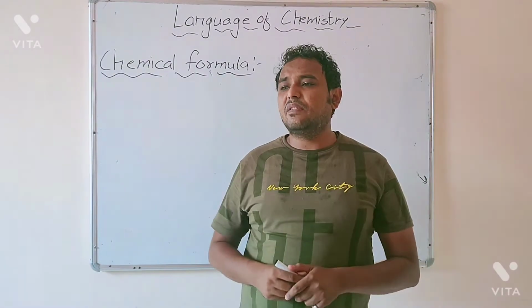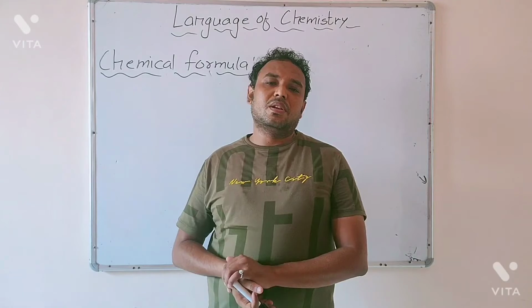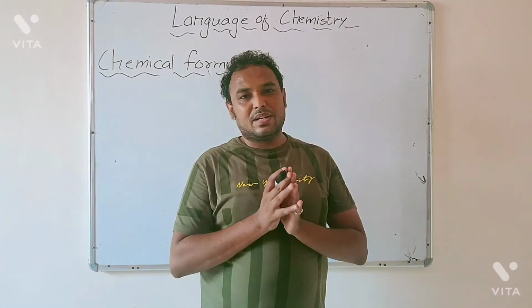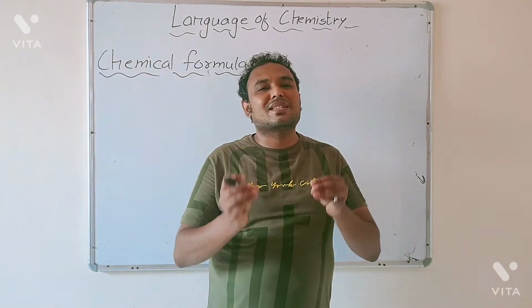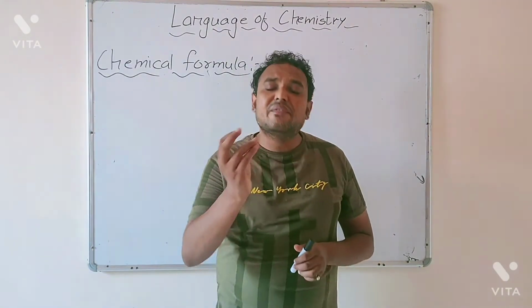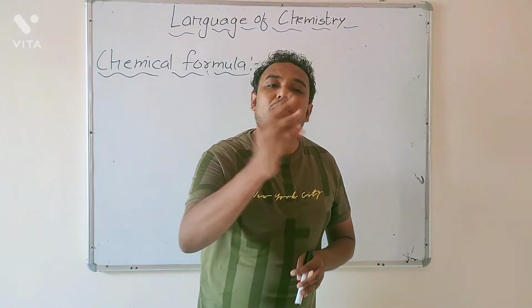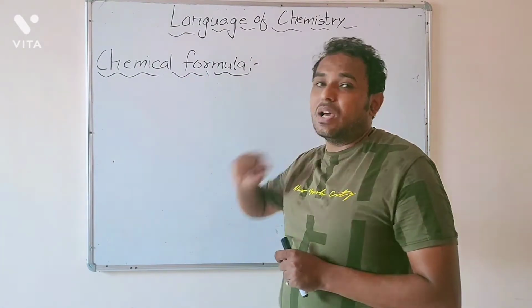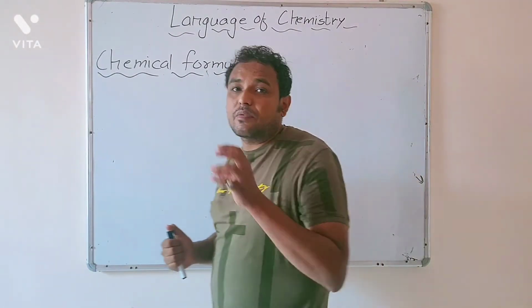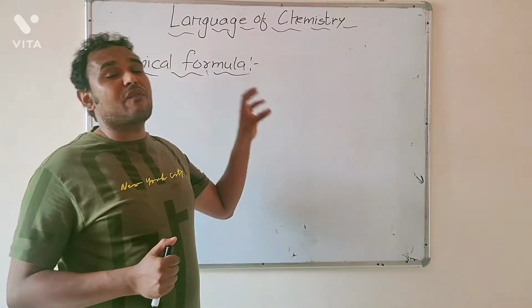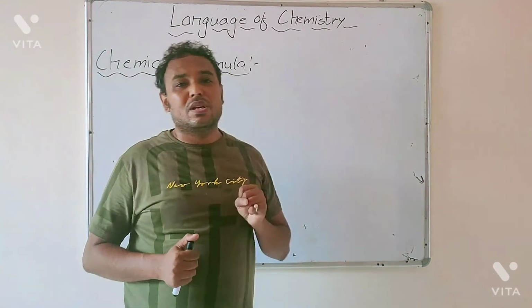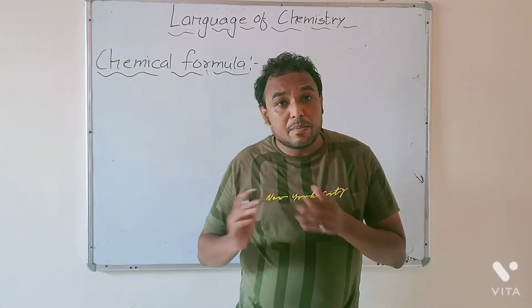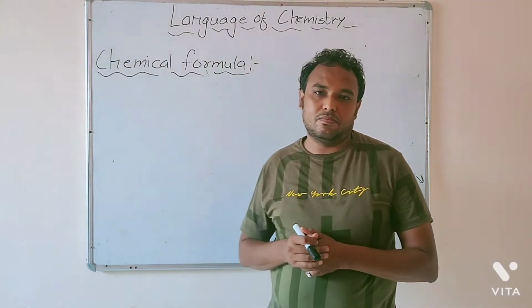Children, in previous classes we have learned about compounds. What are compounds? Substances which are made up of two or more different kinds of atoms joined together chemically in a fixed ratio are known as compounds. Each and every compound has a definite formula, and this definite formula is known as the chemical formula of a compound. What is the chemical formula of a compound? The representation of the composition of a chemical compound is known as a chemical formula. Every compound has a definite chemical formula.